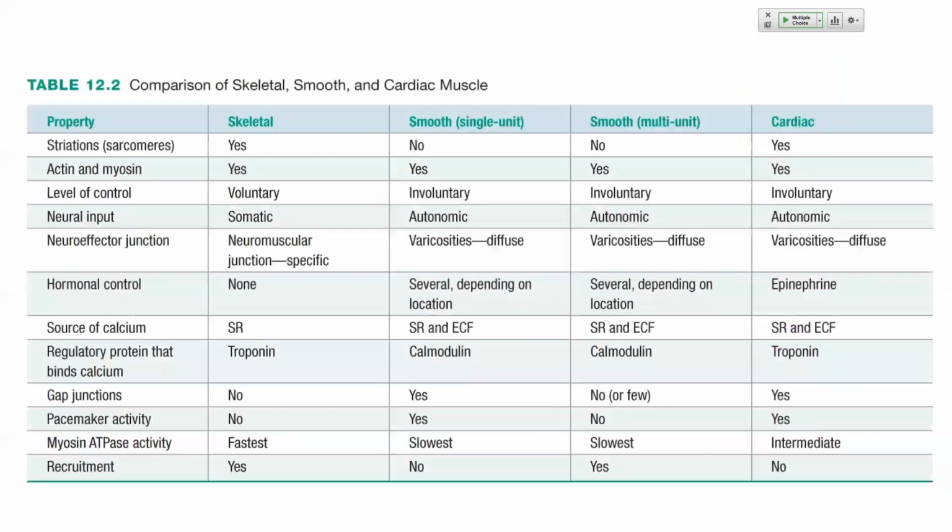All right, another nice table for your studying. Again, I urge you to try to erase the content of the table, just leave the headings and that first column, which is property, and try to fill this in based on your understanding. For example, we know that single unit smooth muscle shares some features with cardiac muscle, and that's going to be the presence of gap junctions as well as pacemaker potential. Right, and so on and so forth. We know that hormonal input is not involved in skeletal muscle, but it is seen in smooth and cardiac muscle. So try to recreate this table or a similar table.